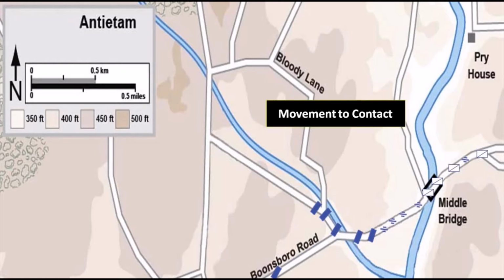This shows how the Blue Army is using movement to contact, which means that they are moving like a reconnaissance in force until they detect the enemy. Now this is generally not the wisest way of moving an army, but in reality it happens more often than it should.